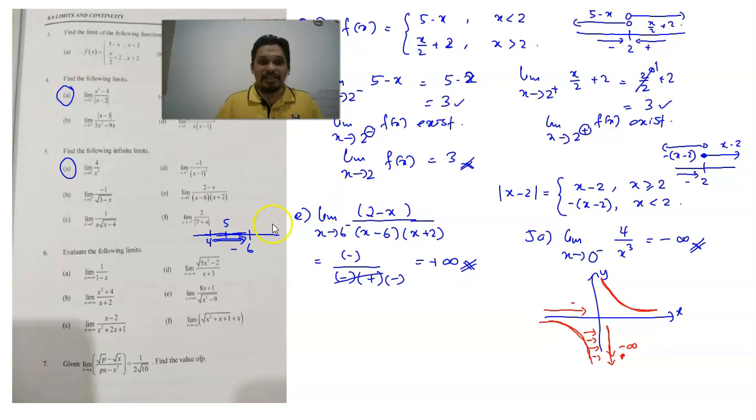Just imagine any value of x that is very close to 6 from the left, and substitute it here, here and here, and just think about the signs: negative, positive, and positive. That's all. That is for question number 5E. So I will go straight to question number 6. Any selection from question number 6?